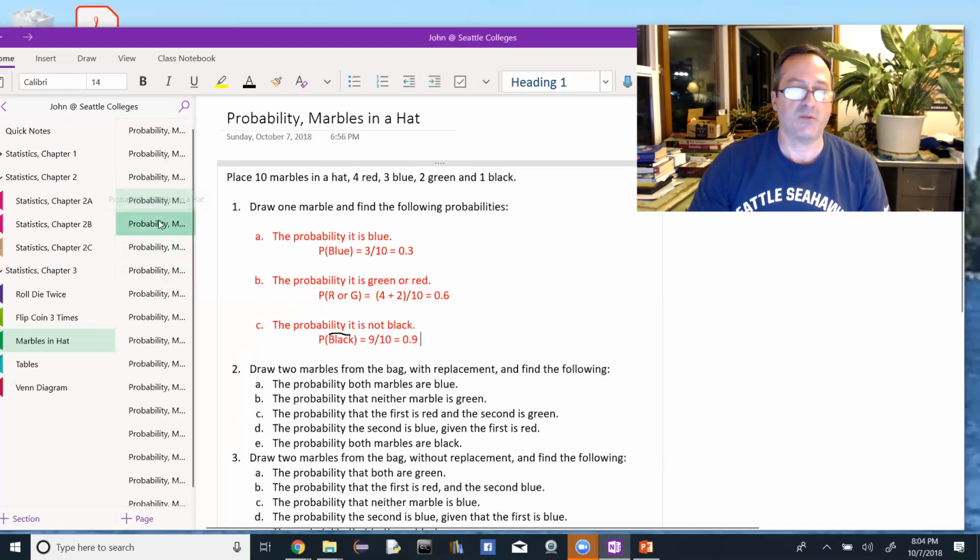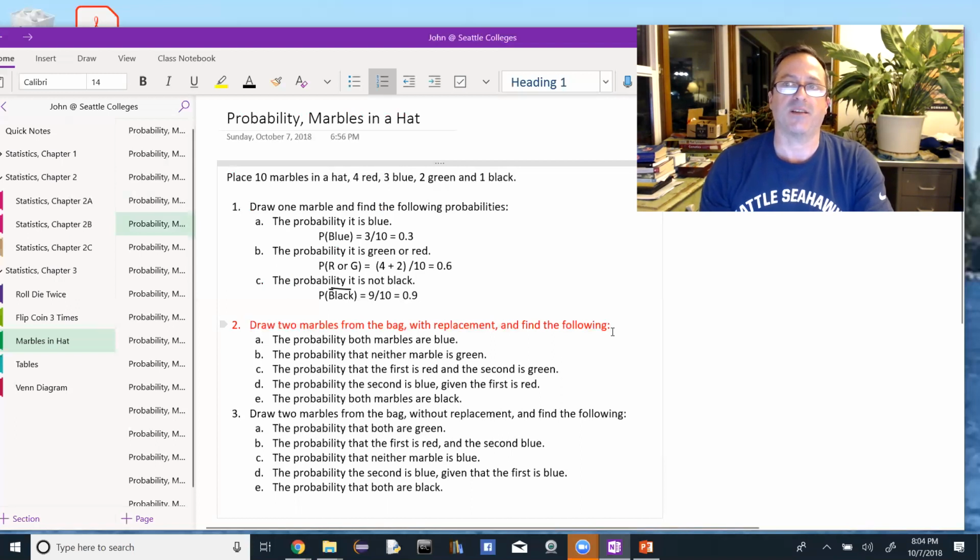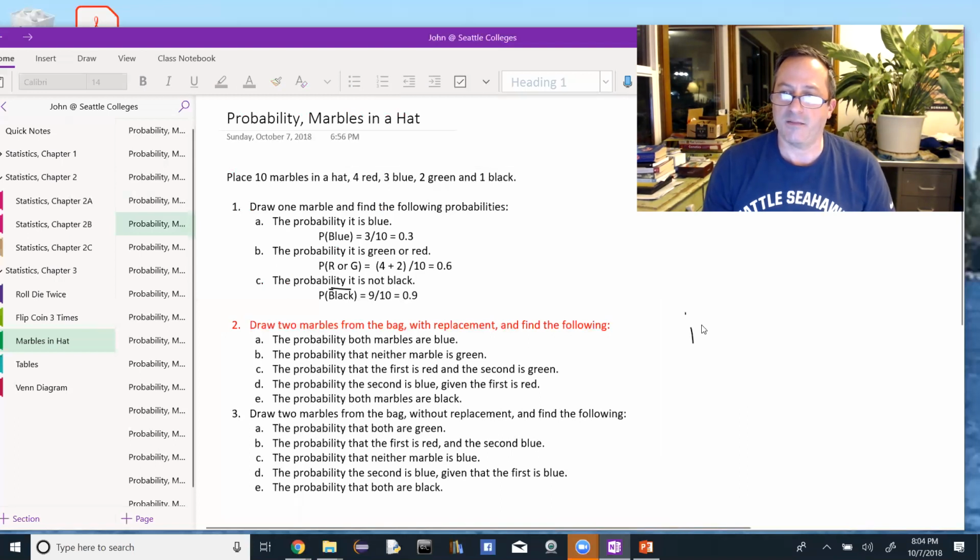Moving on to drawing 2 marbles. First we're going to draw 2 marbles with replacement, and what that means is that the draws are independent of each other. The second draw does not depend on the first draw. So when we do with replacement, that means that they are independent.